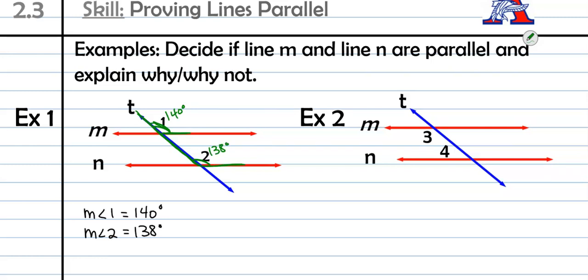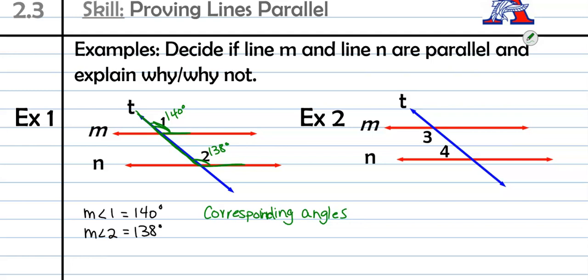Now, those are corresponding angles. And if those two lines were in fact parallel, those corresponding angles should have been congruent. And we have an issue. They're not congruent. They're close, but they're not quite congruent.